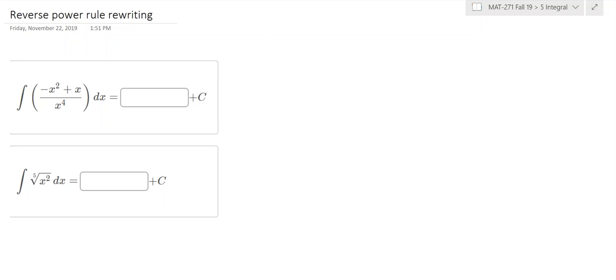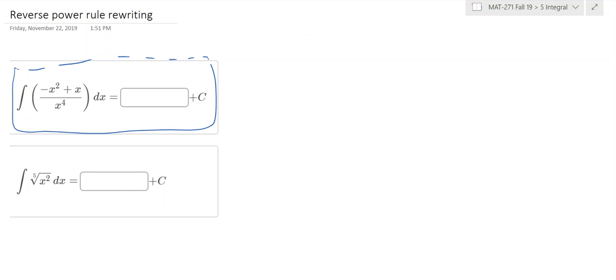Hey guys, continuing with anti-differentiation techniques for our very simplest kind of functions, our polynomials. Well, the way it's written is actually not a polynomial. I'm going to work with this first top one right here. This doesn't look like a polynomial right now. It's like a rational function.